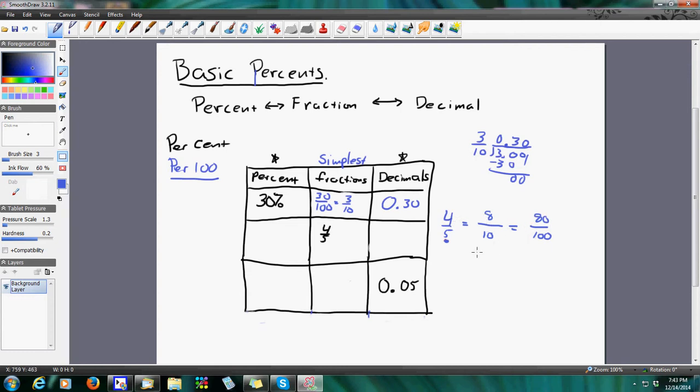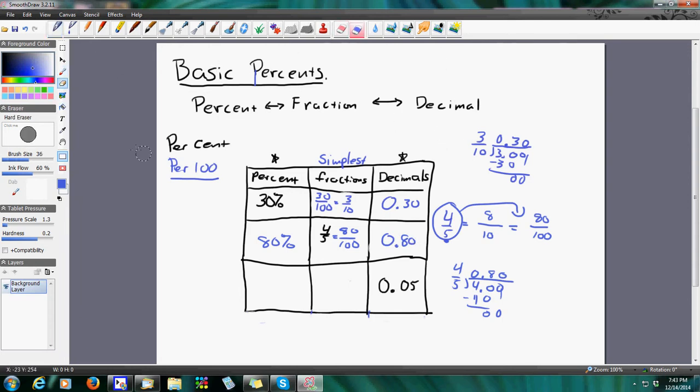Now, you don't have to show that step. You can obviously go straight from here to here. I'm just trying to help people out. Now, if I get 80 out of 100, that is 80%, because it's 80 per 100. Now, once again, if I take 4/5 and I divide 4.00, and then I put in an 8, I get 40. And I subtract and bring down my 0, I get 0 again, I get 0.80.